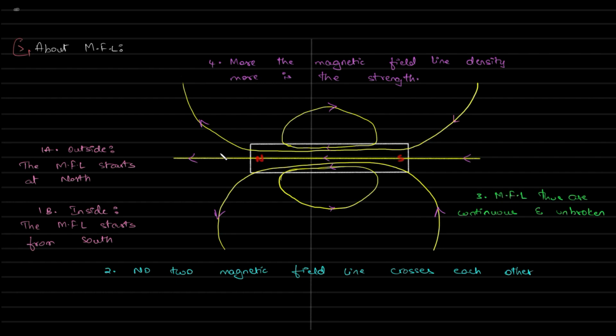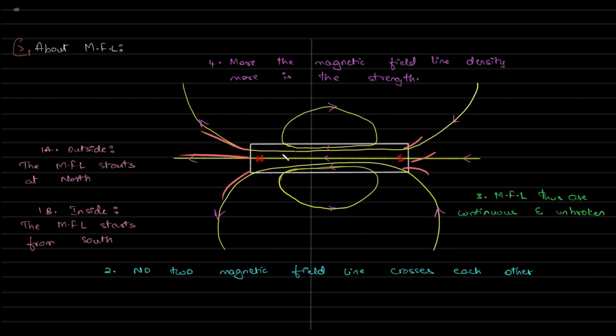So I'm starting off with 1A, wherein we are looking at outside the magnet. So physically outside the magnet. In this case, outside this white boundary, the magnetic field line starts at north. So we consider that the magnetic field line starts at north. Again, it's our consideration. Remember, this is all hypothetical, right? So these lines are hypothetical. So we consider that they start from north. So all the lines start from north and they end at south. I've not mentioned that, but they end at south.